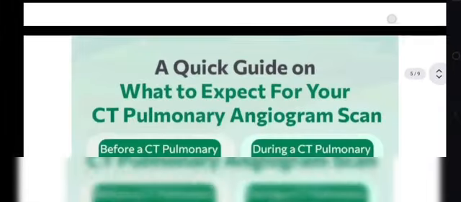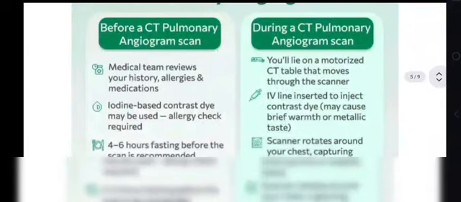What are the contraindications? If the patient is allergic to the contrast, the procedure will not be done. In the case of suspected pregnancy or any surgery process, we will not do this pulmonary angiogram method. Next, we are looking at the patient preparation.